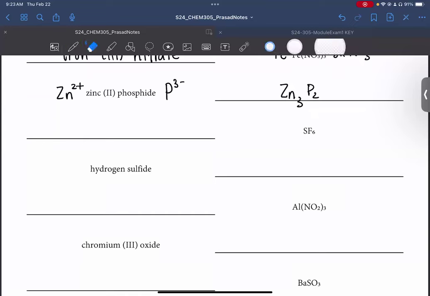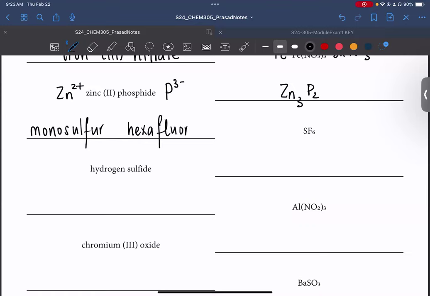Next up, we have SF6. The technically correct answer to this is monosulfur hexafluoride. Traditionally, though, you do not write the mono. Hydrogen sulfide, sulfur is 2 minus, hydrogen is plus 1, crisscross gives us H2S.